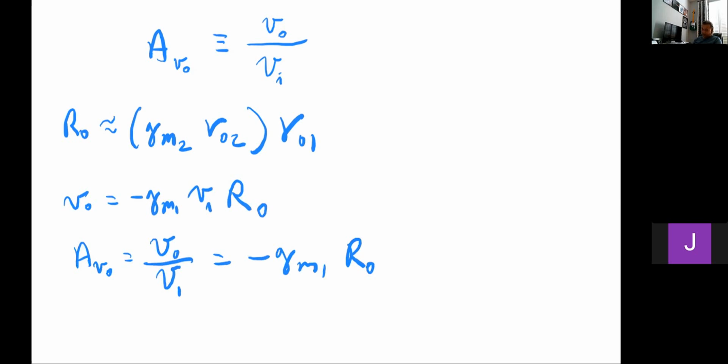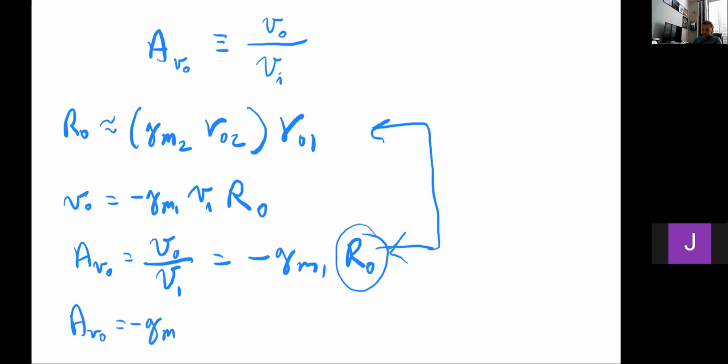And if I substitute for RO this expression, then I get that the gain is... well, now this is interesting, because now I start getting some interesting voltage gains, and they can be pretty high, which is what I want.